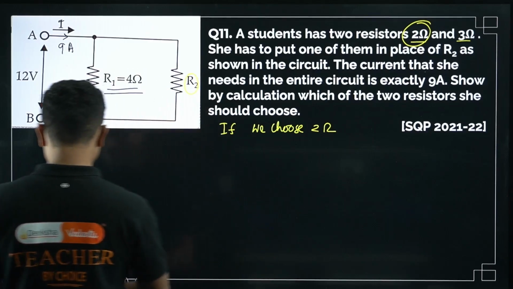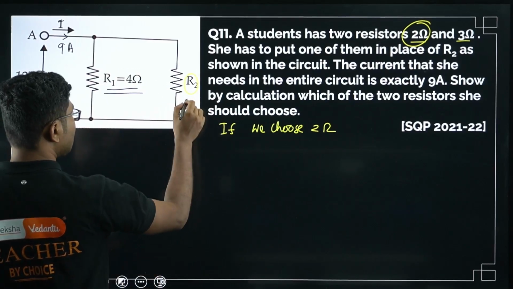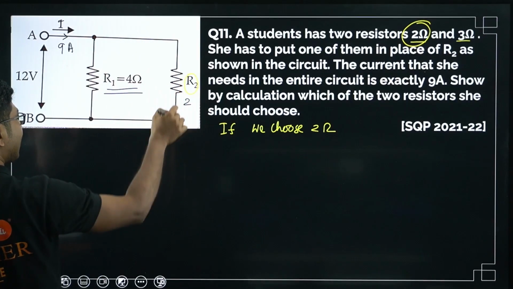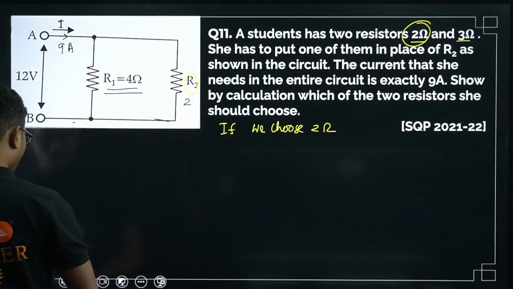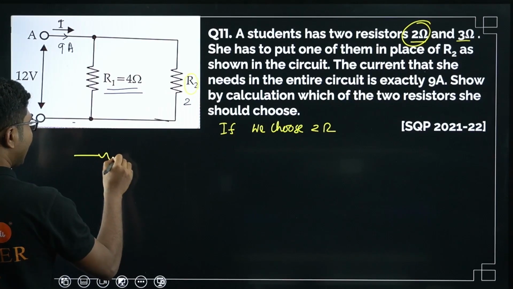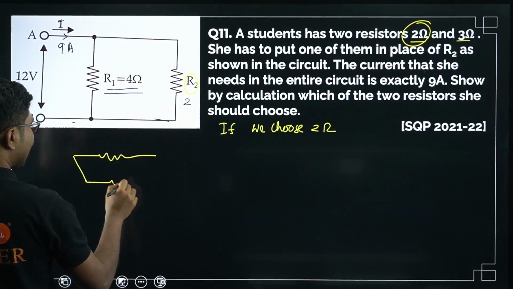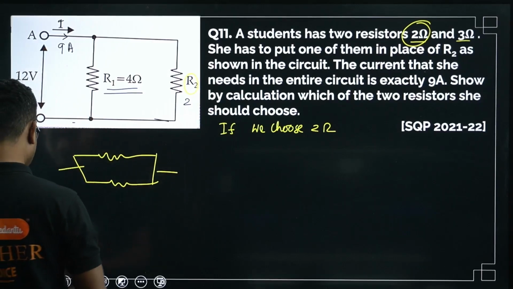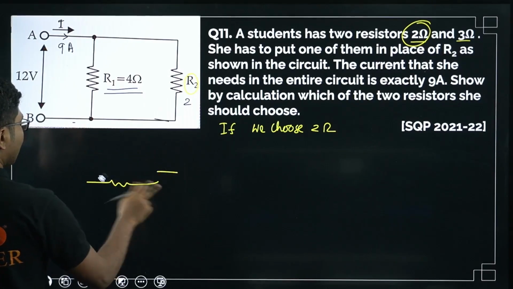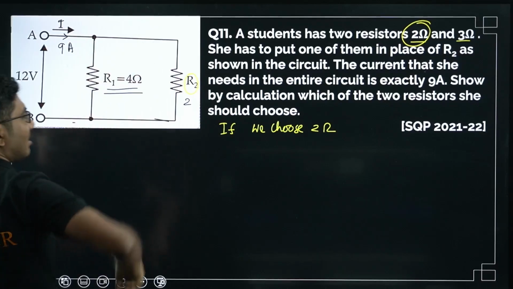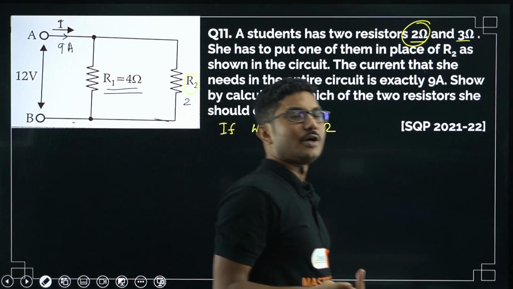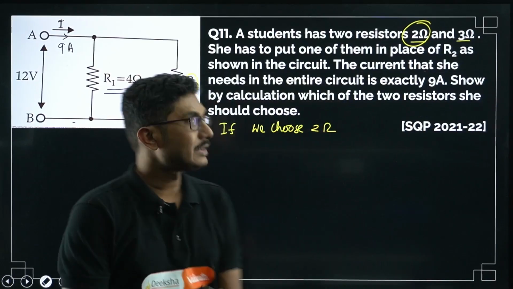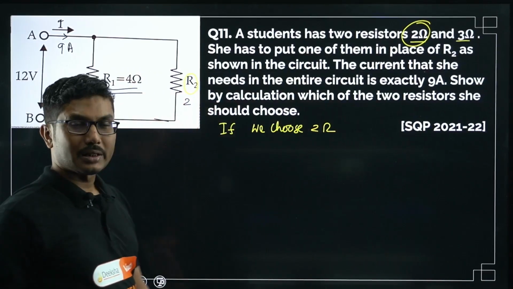Now suppose this is a 2 ohm resistor. As you can see, these 2 resistors are connected in parallel. Parallel is not always drawn like this. You may have seen parallel connections drawn one way, but this is also parallel. Sometimes you have to identify how parallel and series connections look. This is an example of how a parallel connection looks.